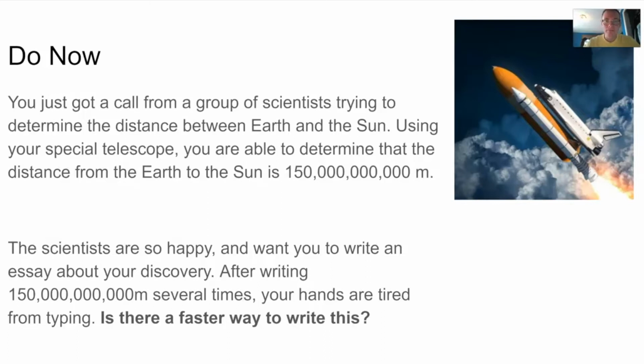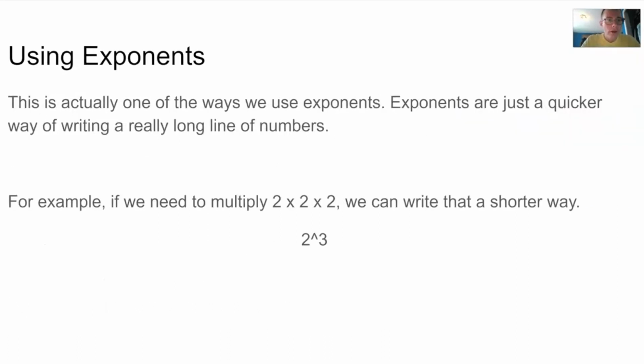Are you ready to move on? The answer has to do with exponents. So exponents are just a quicker way of writing a really long line of numbers. So for example, if we need to multiply 2 times 2 times 2, we can write that a shorter way. 2 arrow 3. Now that's not how we actually say it. We say 2 to the third. That little arrow means that the 3 is up there. That means that we're taking 2 and we're multiplying it by itself 3 times.